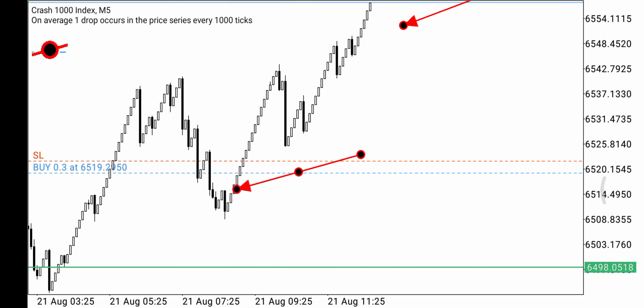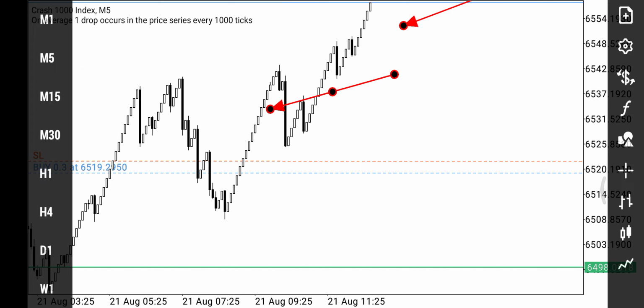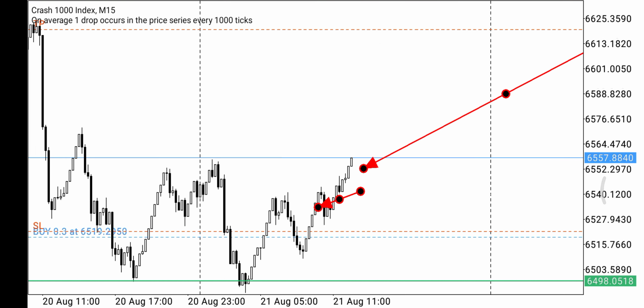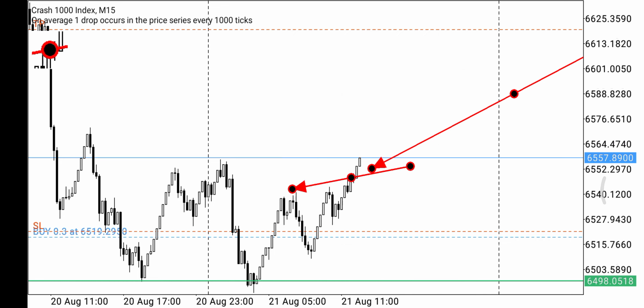After here, I enter. The market goes up, comes down, goes up, comes down, and it started forming structure on 5 minutes. This is a structure, this is a structure, this is a structure, and I know that this market is actually going up. Coming back to 15 minutes, I can see this is a high right here, this is a low.